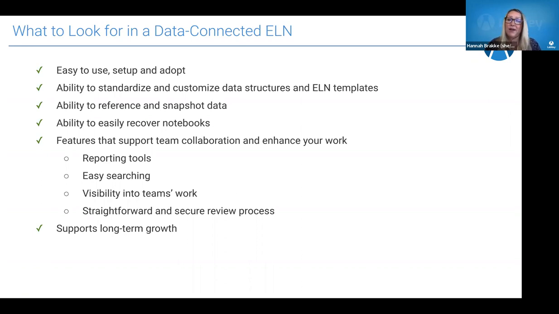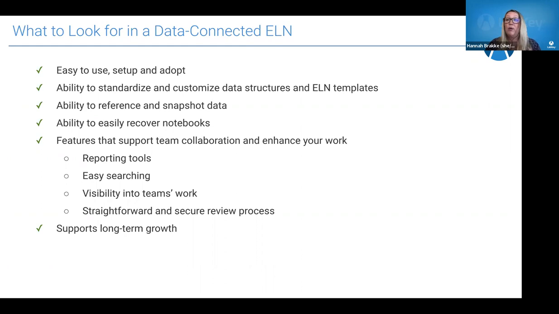And so when you're evaluating these tools, make sure that they're easy to use and to set up and get that adoption from your lab. So oftentimes, interact with the tool yourself if you can. Make sure your team gets to try it as well. If people are excited about it in the lab, it means that they're more likely to use it.